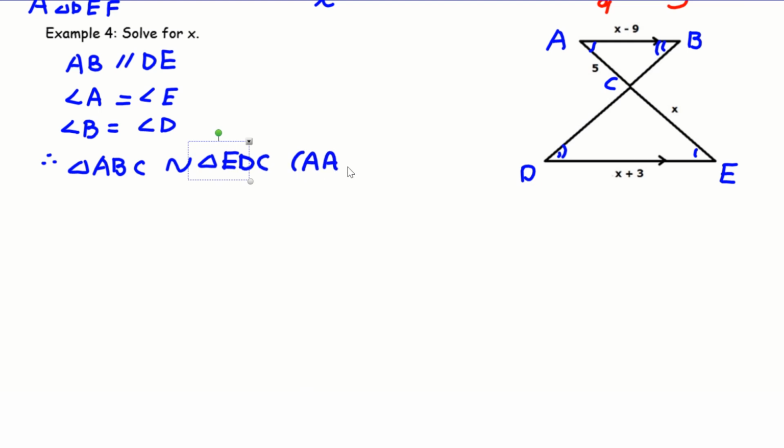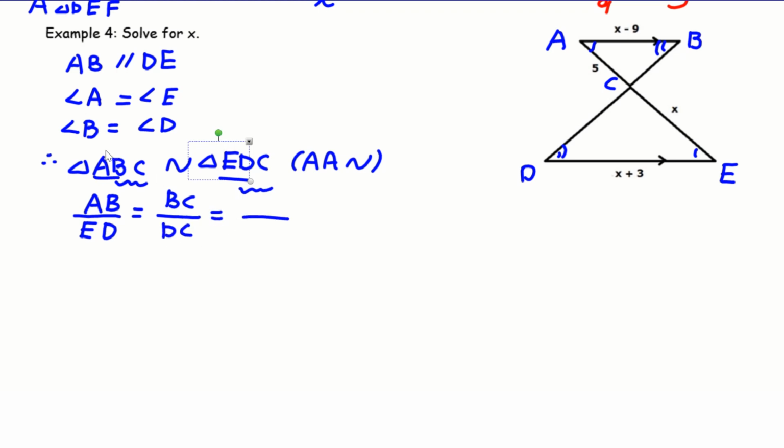And angle B equals angle D. So therefore, triangle ABC is similar to triangle EDC. Angle similarity. Then we are going to write the corresponding ratios equal. So AB, the first two letters represent one side of the first triangle, over the first two letters in another triangle. Then BC, last two over last two.